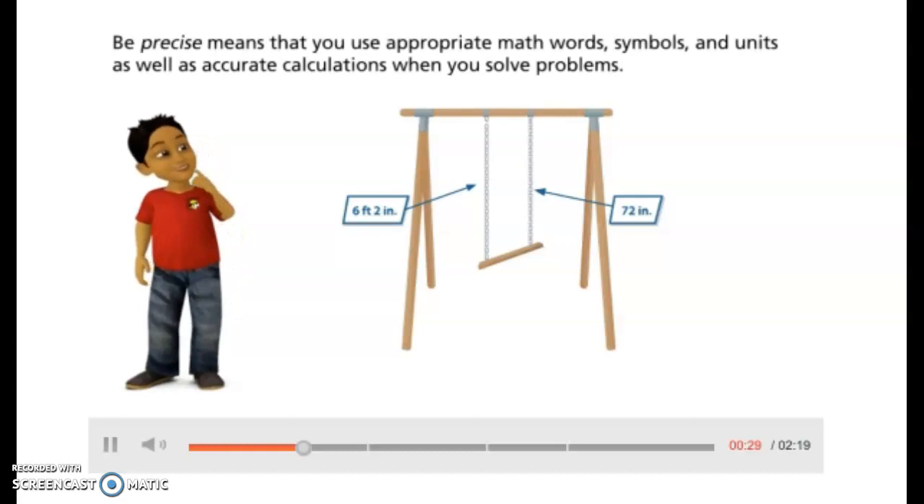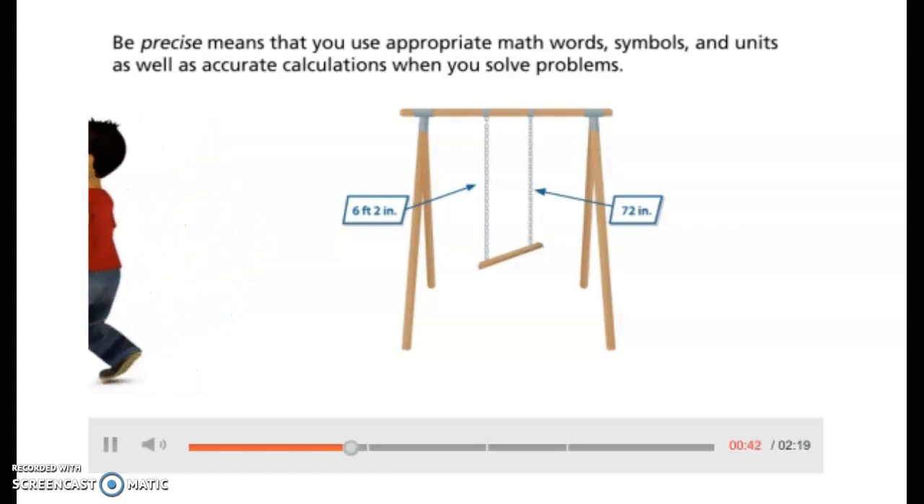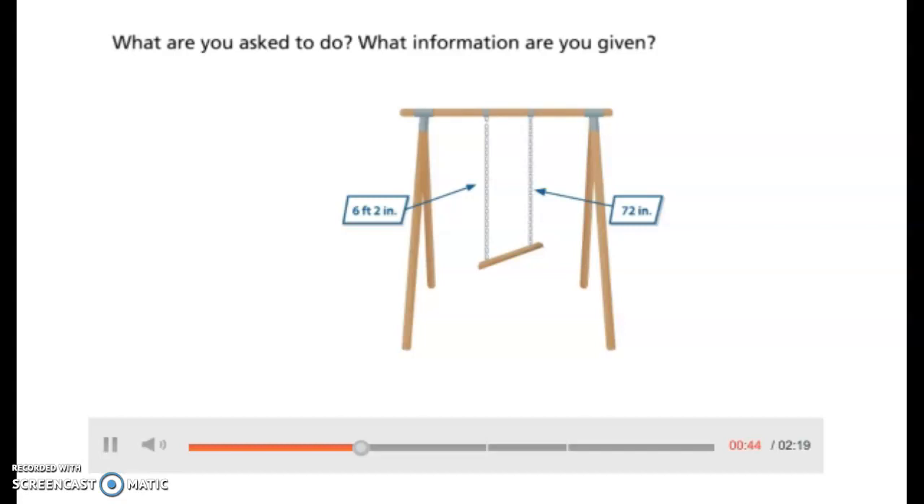Be precise means that you use appropriate math words, symbols, and units, as well as accurate calculations when you solve problems. Let's swing into action. What are you asked to do? What information are you given?